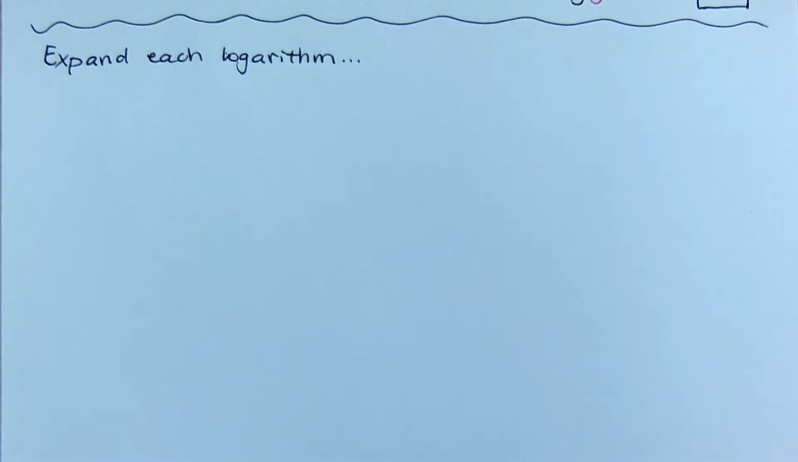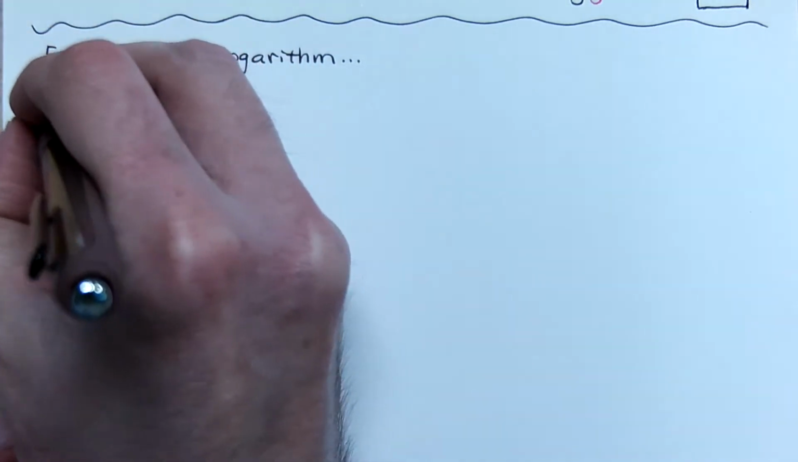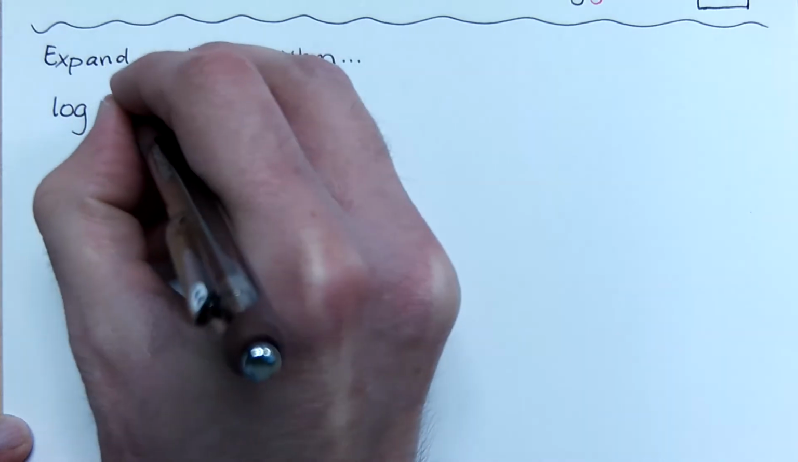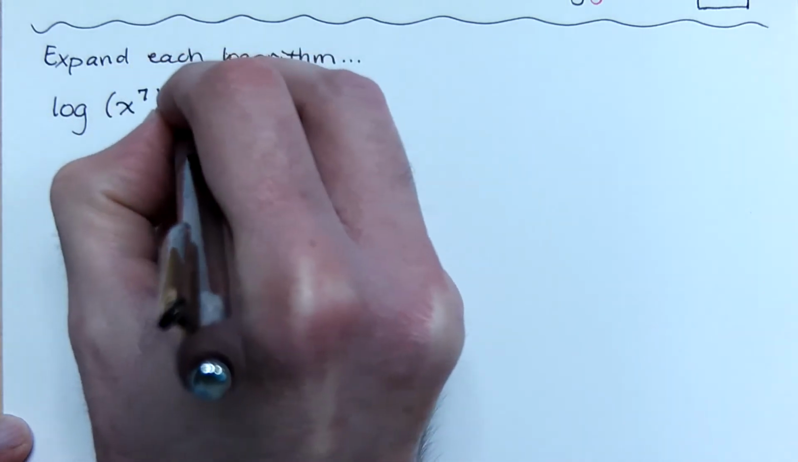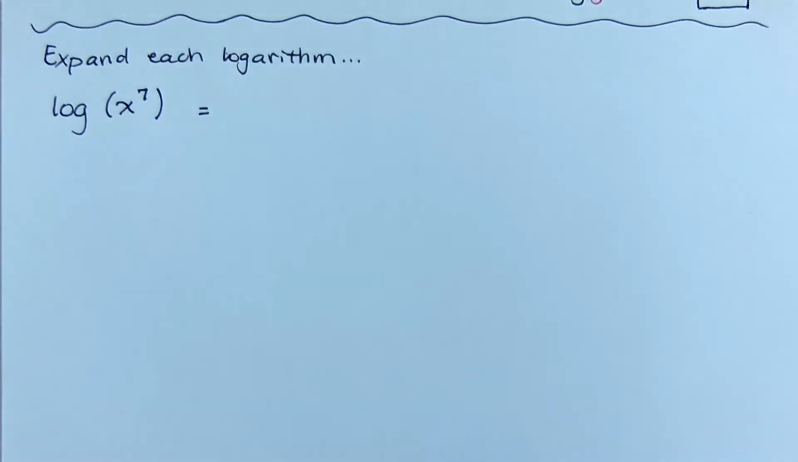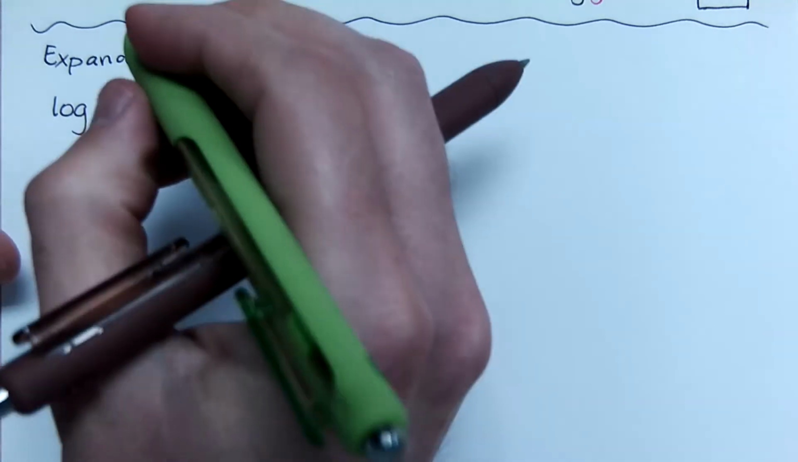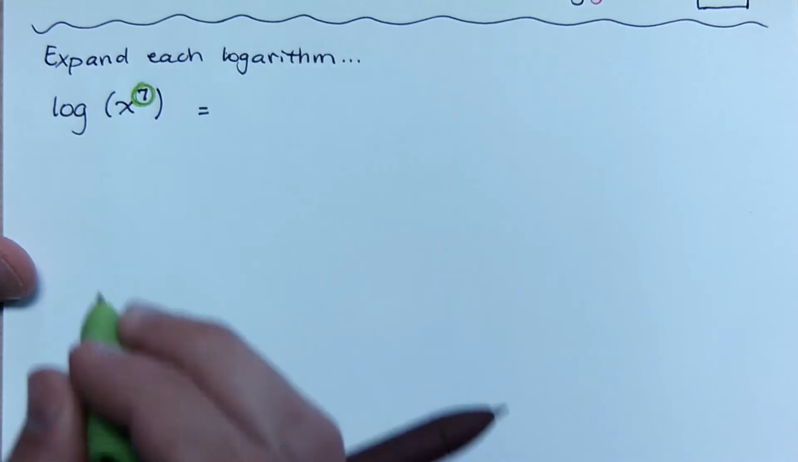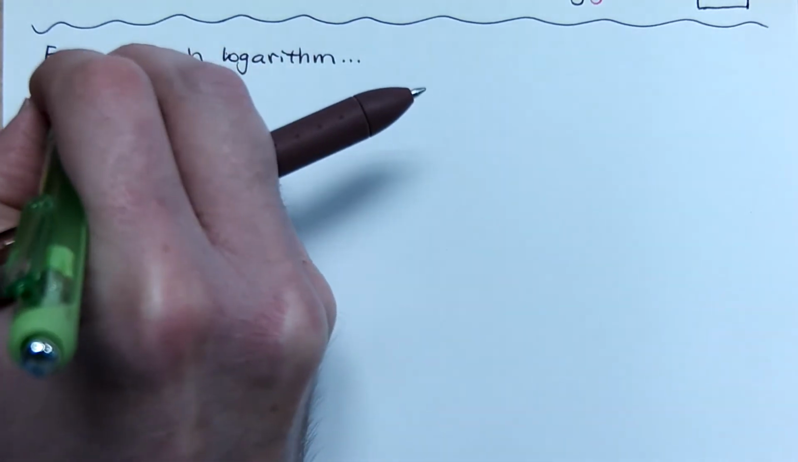For this next part, we want to look at using our properties of logarithms to expand each of the following logarithms. So one of the properties that we had, if we have log of x to the 7th, would allow us to do something with this power inside here. And what we can do is bring this power out in front of the log.